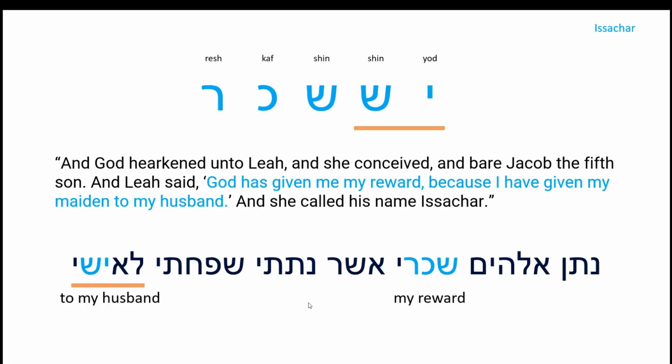The next match is in the word for to my husband, and there's the yod and the sheen. So the word for husband in Hebrew is ish, and reward is shakar. Ish, shakar.